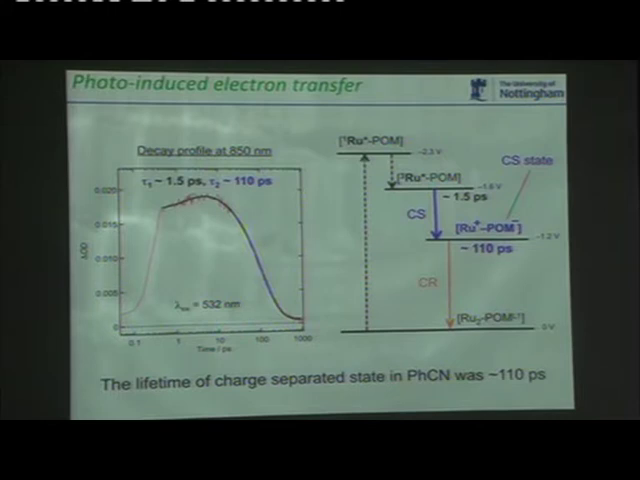So what that means is that it gives us a decay curve. We can fit this decay curve with a double exponential, which ultimately gives us information on the lifetime of the charge separation and the charge recombination part. And what we find is that the lifetime of the charge separated state is around 110 picoseconds, which, to be honest, is not very long.